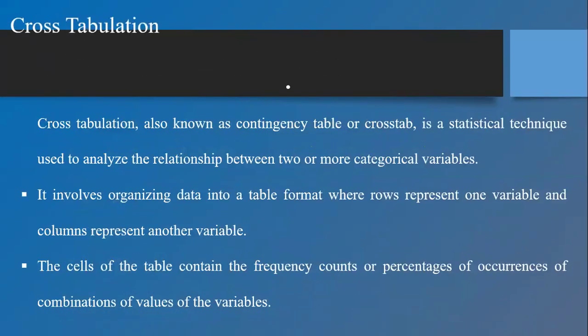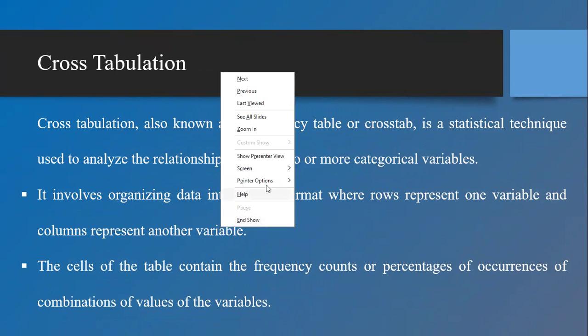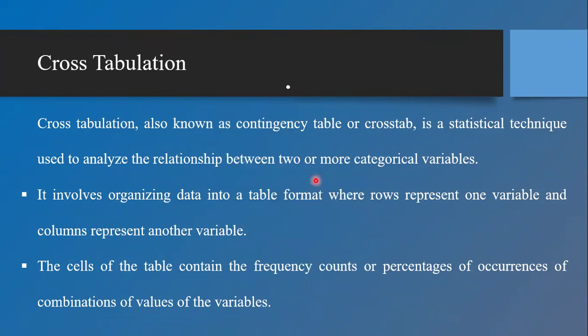So what do we mean by cross tabulation? What is the purpose of creating cross tabs? Cross tabulation is also known as a contingency table. Sometimes we call them cross tabs, and sometimes cross tabulation. It is a statistical technique used to analyze the relationship between two or more categorical variables.